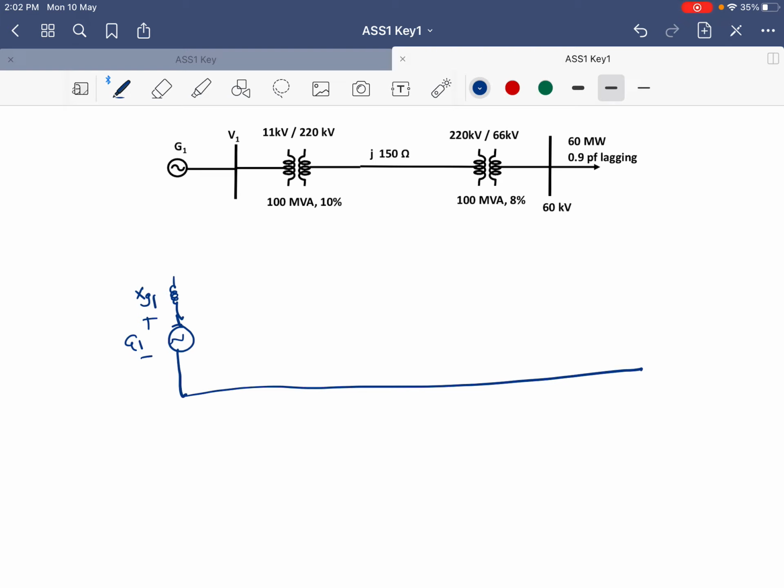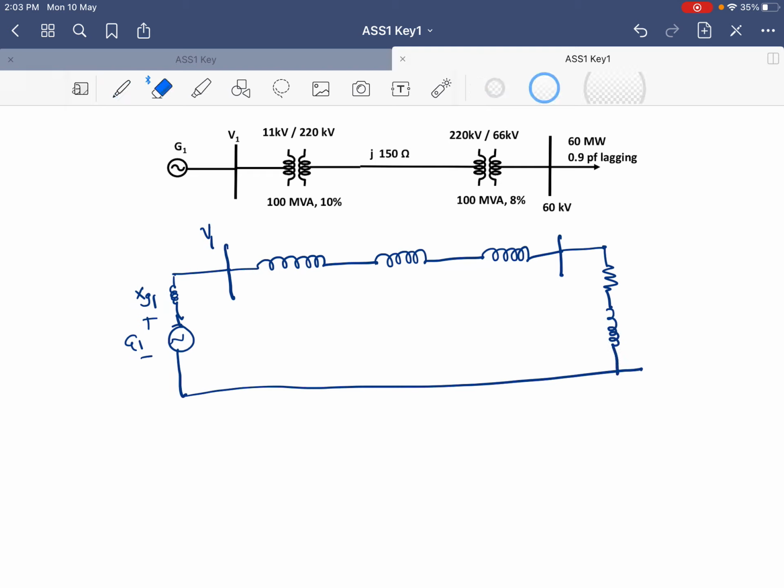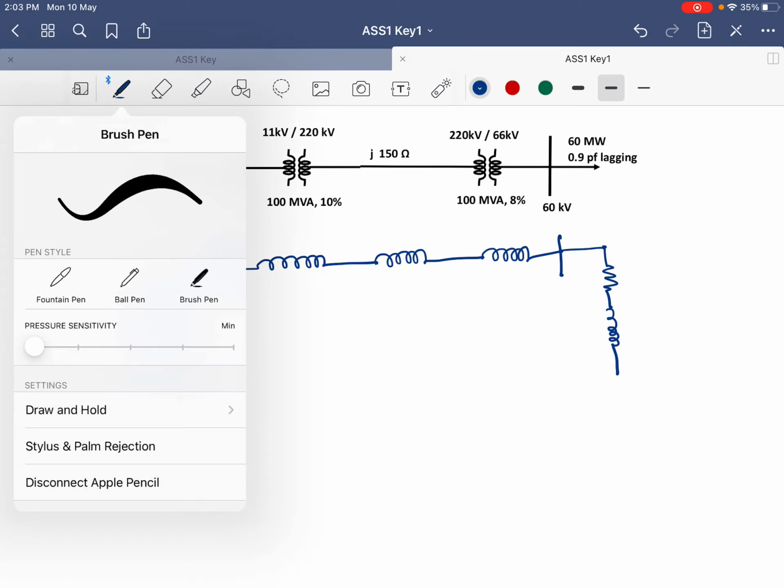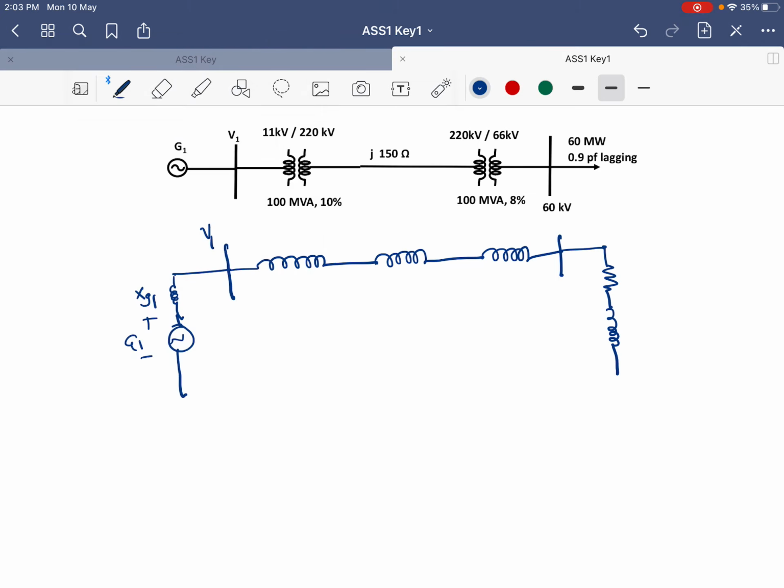We don't want that data. Then there is a V1. Our objective is to find this V1. Then there is a transformer T1, then a transmission line of J150, then another transformer, then a bus here. Then the load is represented by resistance and inductive reactance because it is a lagging load.